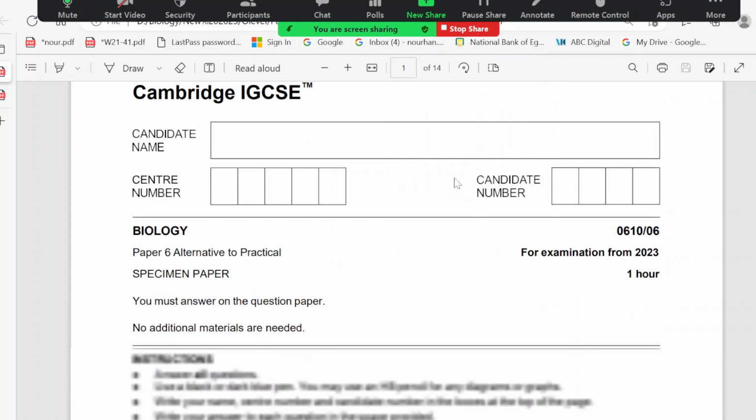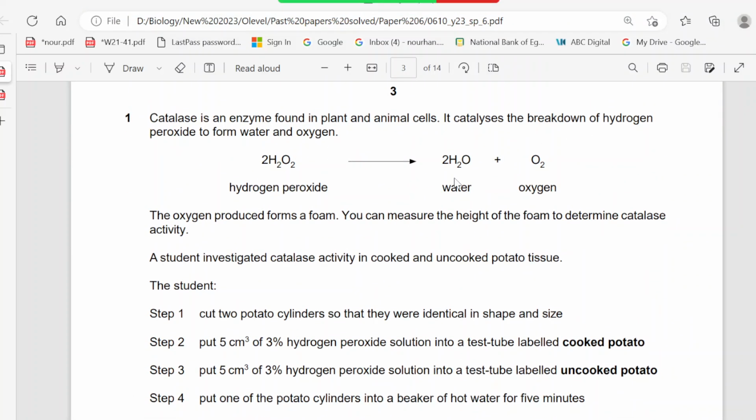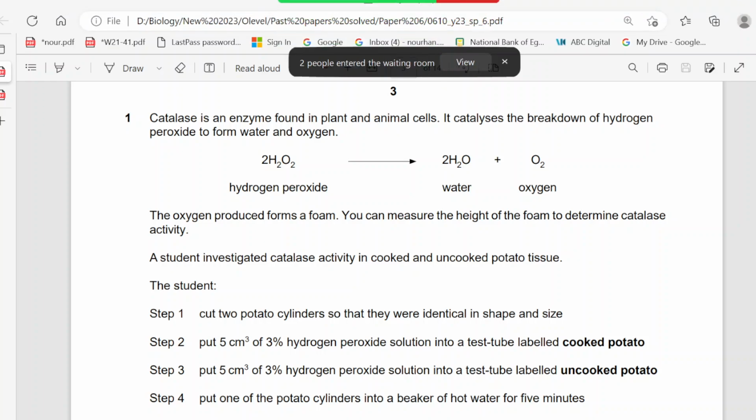Specimen 23, first question. Catalase is an enzyme found in the plant and the animal cells. It catalyzes the breakdown of hydrogen peroxide to form water and oxygen. The oxygen produced forms a foam. You can measure the height of foam to determine the catalase activity. So in this experiment, how are we going to measure the results? We are going to measure the height of foam.